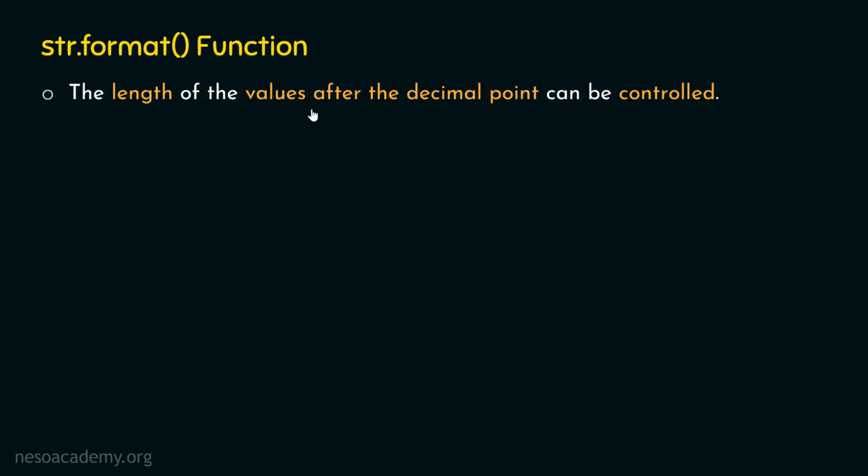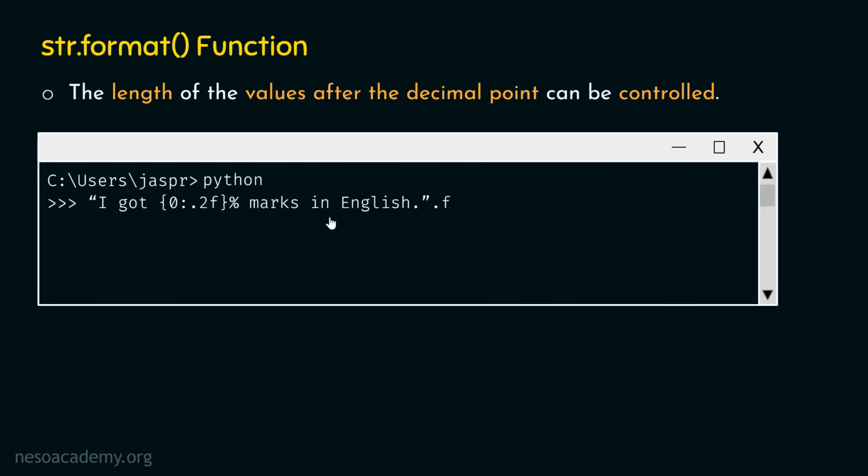The length of the values after the decimal point can be controlled. We can control the length of the values that we want to print after the decimal point. Again, we need to consider the same example, but this time the value that we are providing to this format function is 55.657453, and here we are providing 0 colon dot 2 f. We are well familiar with 0 colon f, but in place of this f we now have dot 2f. Now what is the meaning of this dot 2?